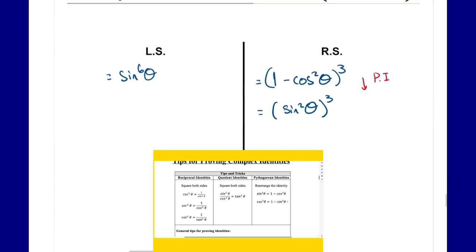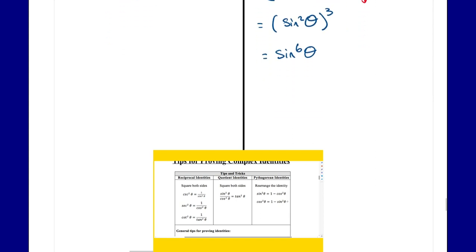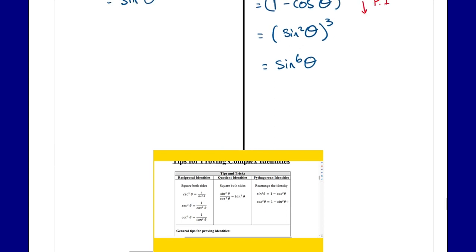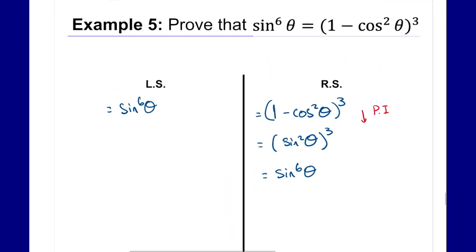But it is still cubed, right? So I can actually use my power laws to rewrite this as sine to the power of 6 theta. And if we look at the left side and the right side, it is the exact same. So we have proven this statement as well. We've shown that sine to the power of 6 theta is equal to 1 minus cos squared theta to the power of 3.